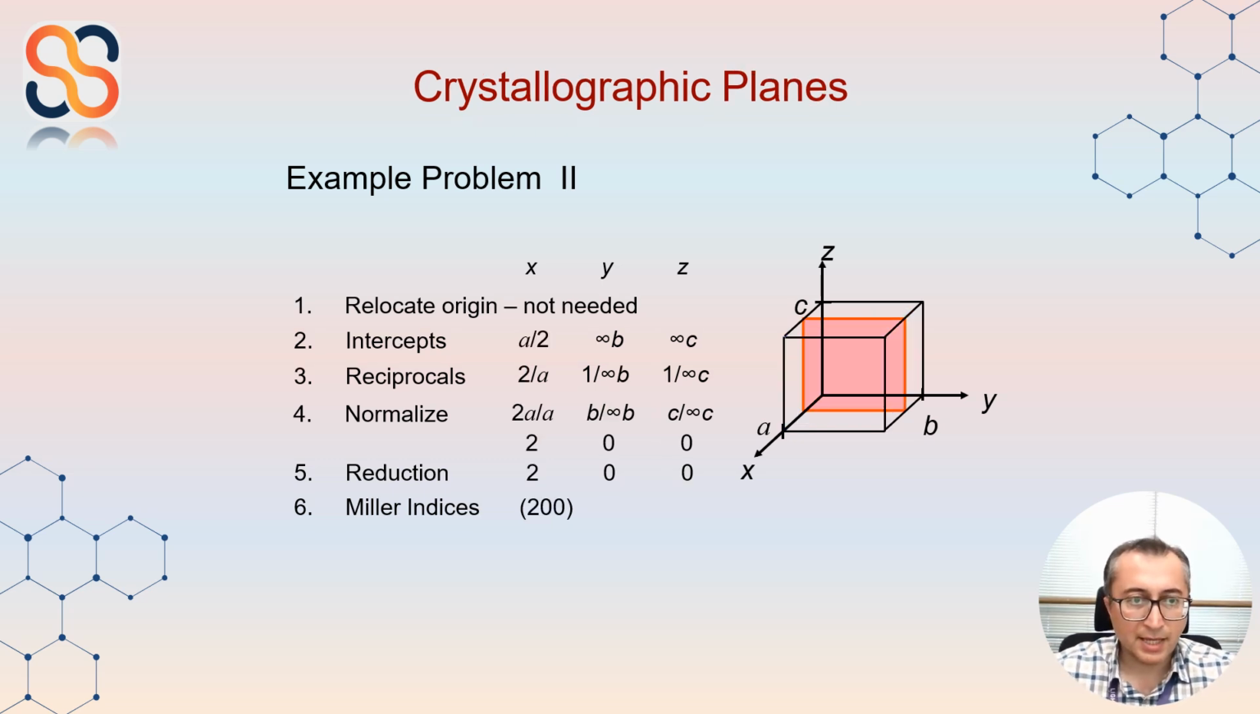This is another example. Again, no need for relocating the origin. Intercepts of the plane with the axis are A over 2, infinite B, and infinite C. So now let's calculate the reciprocals. It's going to be 2 over A, 0, and 0. By normalizing them, we will get 2, 0, 0. No need for reduction, and the Miller indices for this plane are (2 0 0).